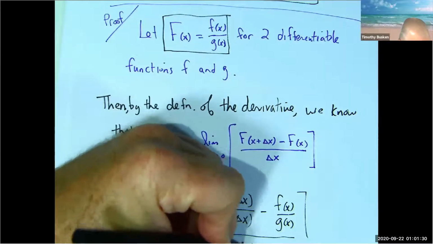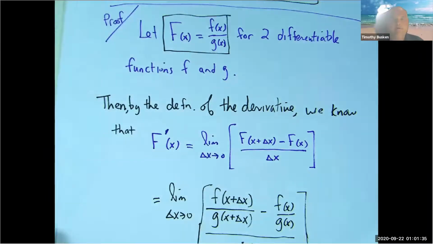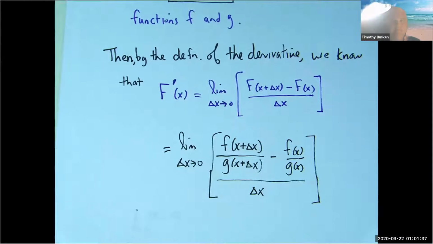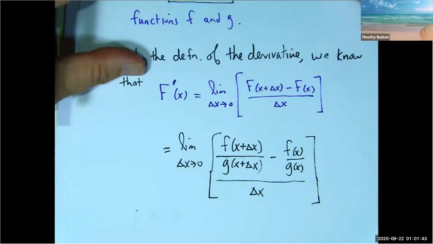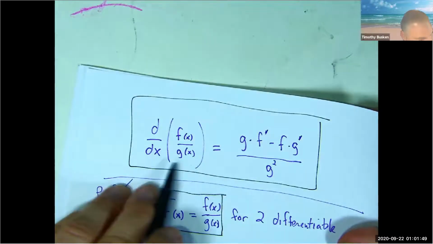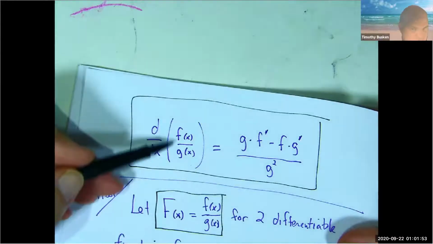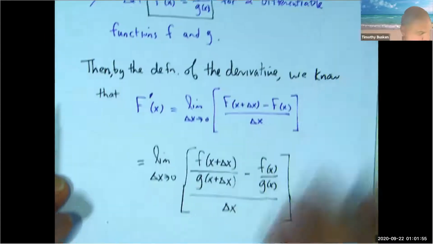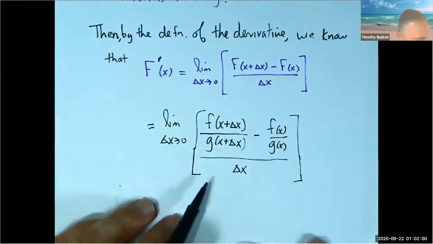So pretty complicated looking setup. And you may be wondering, well, where do we go from here? And I say that's a good question. So let me show you where we're going to go from here. So we're trying to prove this statement. We're trying to prove that this derivative will give us this formula, or will follow this formula for any two functions f and g that are differentiable. So there's our setup.